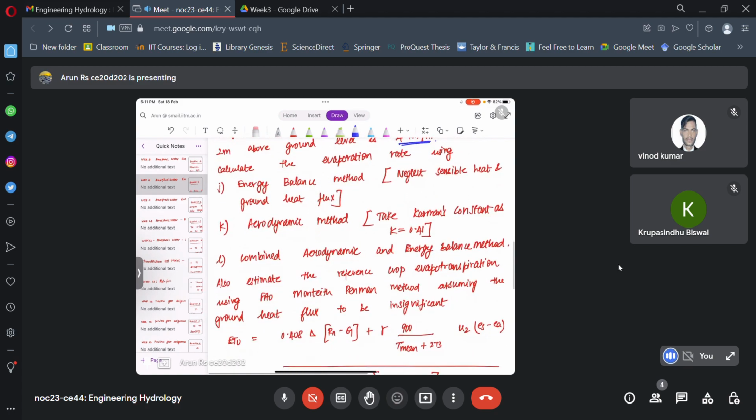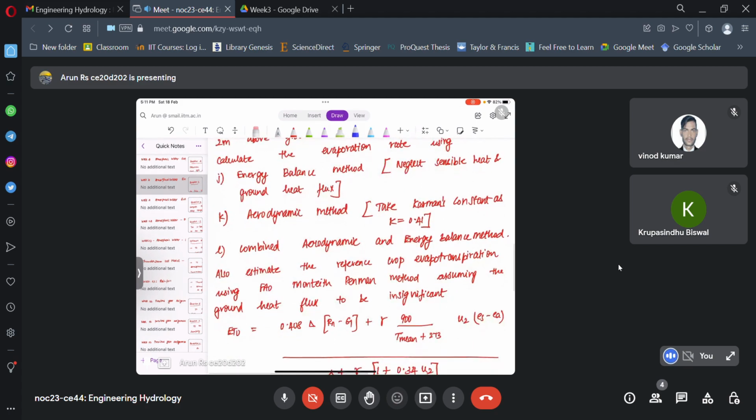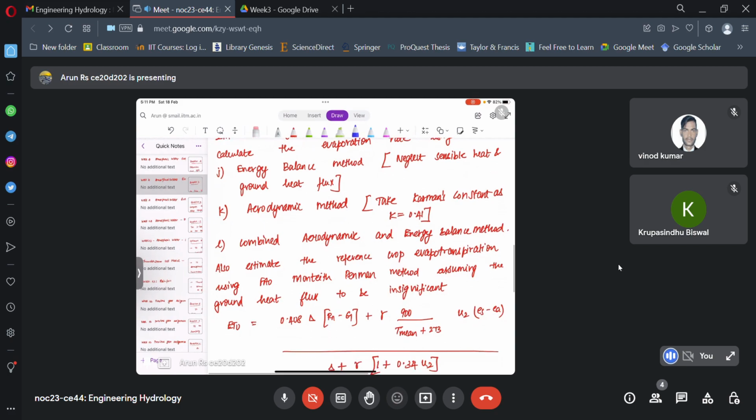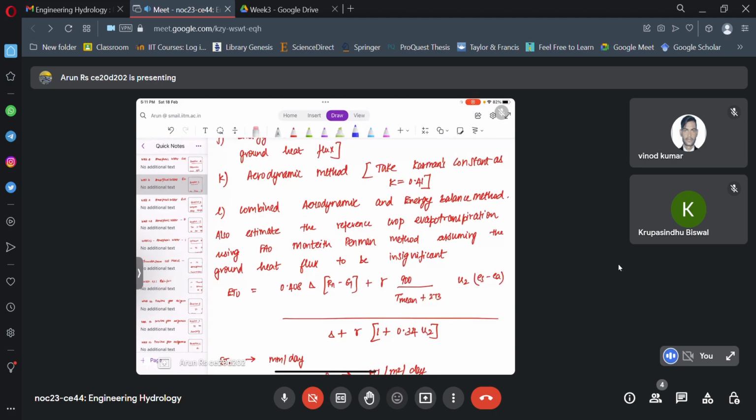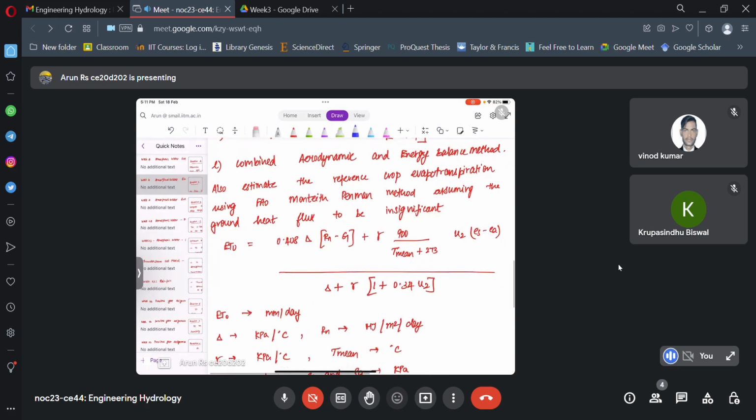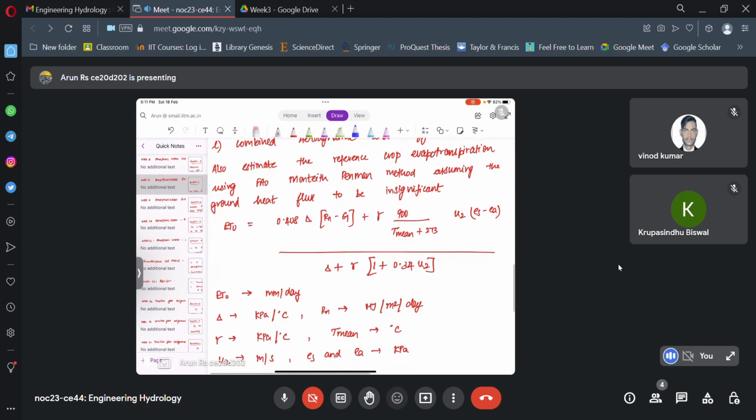Then we need to calculate the energy balance method, neglecting the sensible heat and the ground heat flux. Aerodynamic method, Kármán's constant is given as 0.41. Then we need to compute the evaporation rate using the combined aerodynamic and energy balance method. So the final part of the question is to estimate the reference crop evapotranspiration.